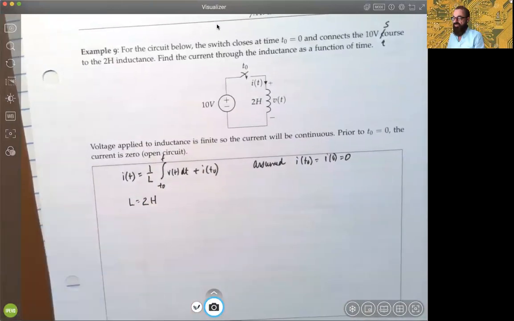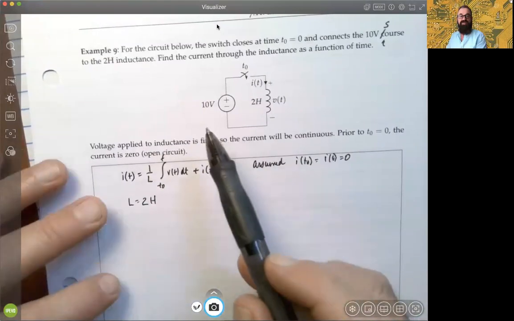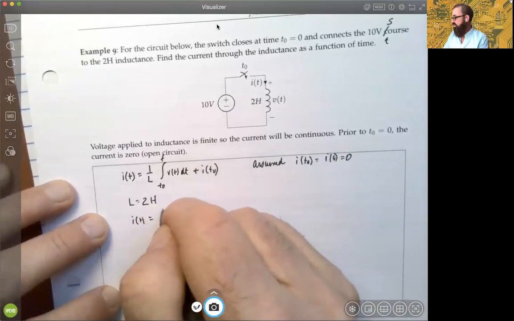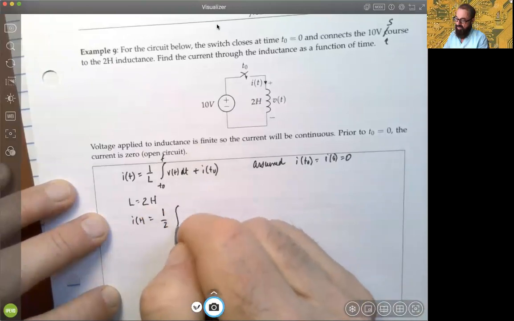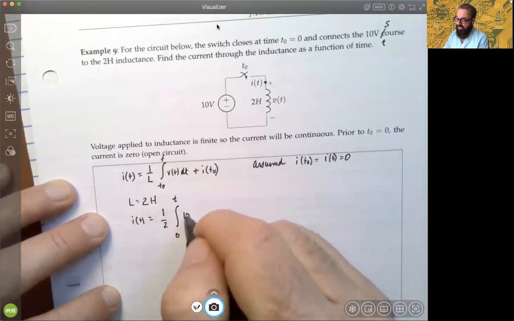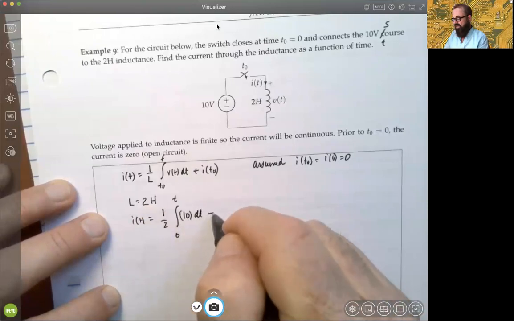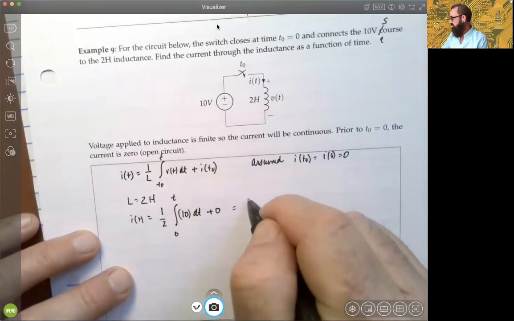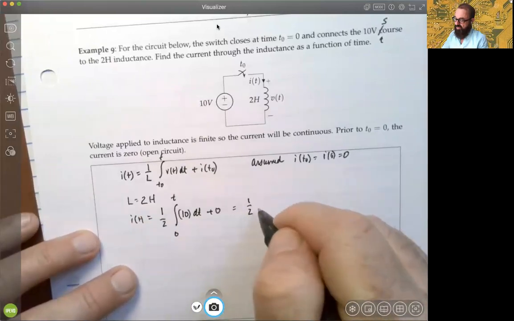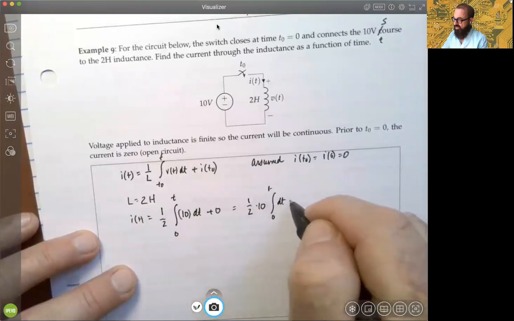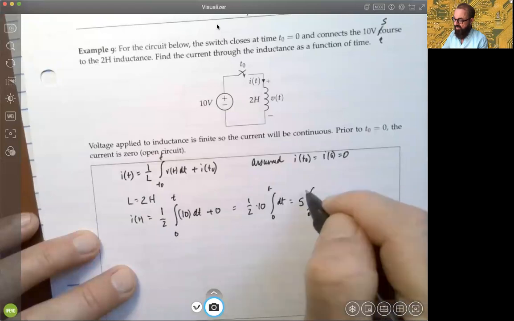So all we need to do is represent what voltage would be applied. These two will be in parallel, so they'll share the 10 volts. Therefore the current would have to be 1 over 2 times the integral from time 0, the initial time, to T of 10 dt, plus 0, which was the initial current. And that's just going to be 1/2 times 10 times the integral of dt, or that's just 5 times the integral of dt.